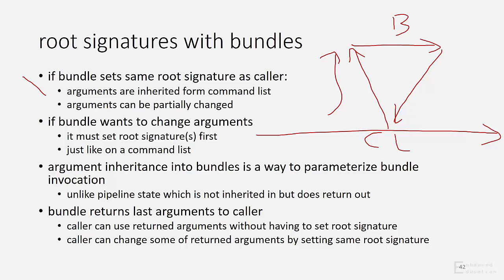Another way to look at the way root arguments work on a bundle is that anytime a bundle wants to be able to change root arguments, first it has to have set a root signature. And it's just that if the first root signature in the bundle happened to match the calling command list, that's when inheritance applies. But during the flow of a bundle, if a root signature is changed to a different one, then just like on a command list, changing root signatures invalidates all currently bound root arguments, and new arguments have to be bound for the new root signature.